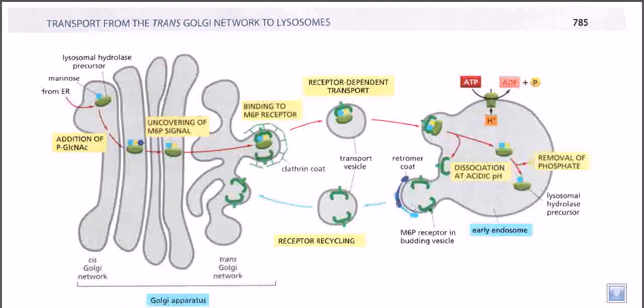In this case, the retromer coat is formed, and after the coating, a part of this membrane will bulge out along with the mannose 6-phosphate receptor, and finally it will make a vesicle. It will come and the mannose 6-phosphate receptor will attach to the trans-Golgi network again, ready for another round of this process. So that's how the process goes on.